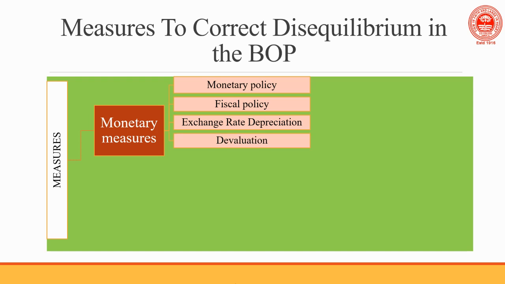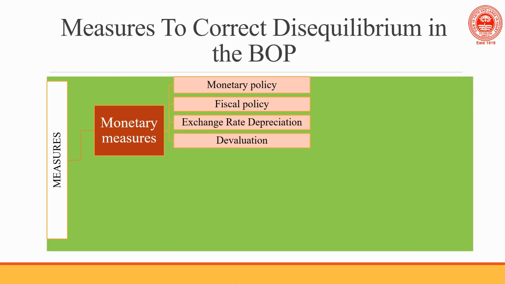Another monetary measure could be devaluation. Now, devaluation is lowering the exchange value of the official currency. When a country devalues its currency, the exports become cheaper and the imports become expensive, which causes a reduction in the balance of payment deficit.